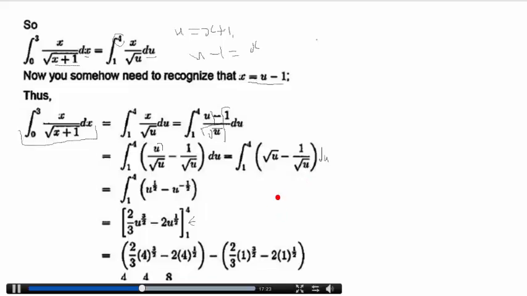Now you can see that this is u upon root u minus 1 upon root u, and this part remains the same, but this part over here becomes root u. Now, to wonder, this is u upon root u, how do you get to root u? I'll tell you how. Do you have any guesses?